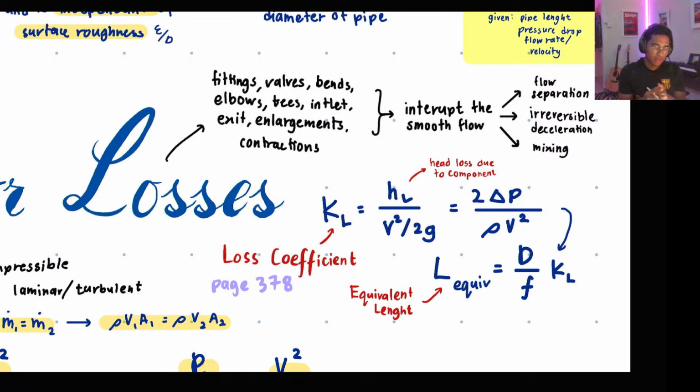How does a valve interrupt the smooth flow? The valve interrupts the smooth flow by flow separation, irreversible deceleration, and the mixing of fluid. Alright.